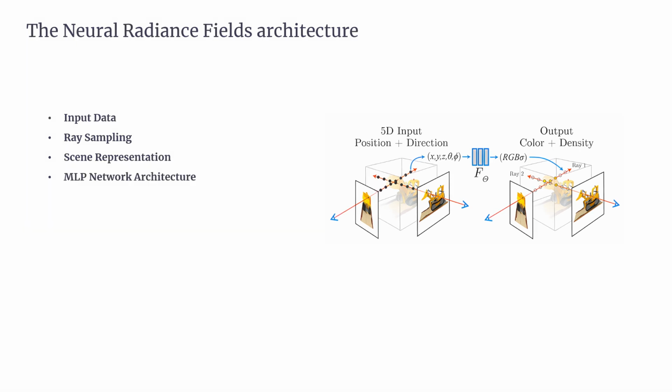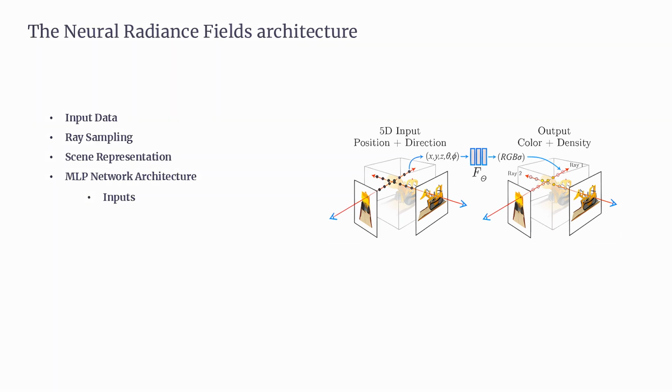The fourth, MLP network architecture. Let's look at how the network works. 1. Inputs. The MLP takes in 2 things: the 3D coordinates of the point along the ray, and the 2D viewing direction, basically where the camera is looking.